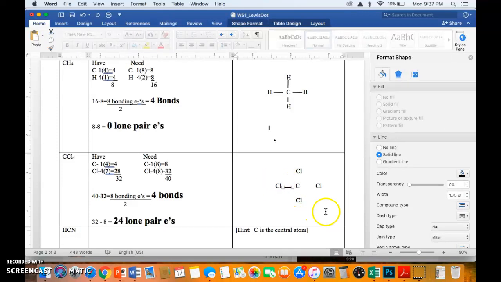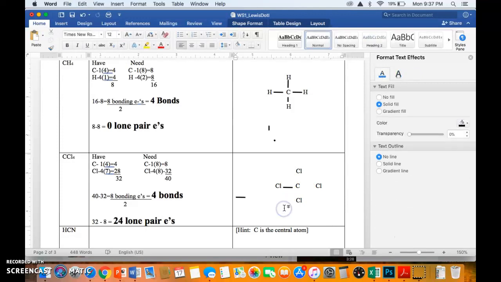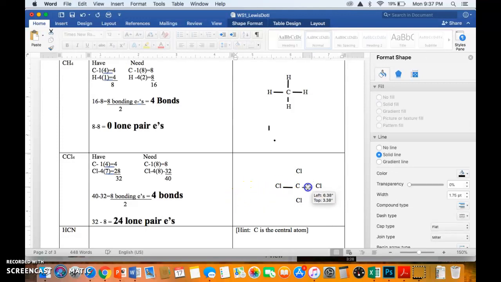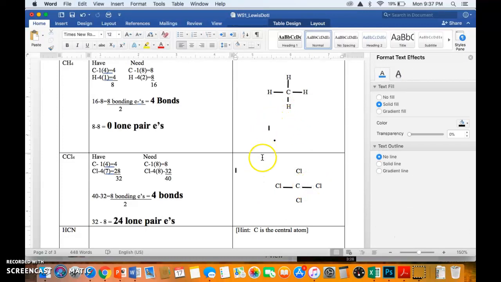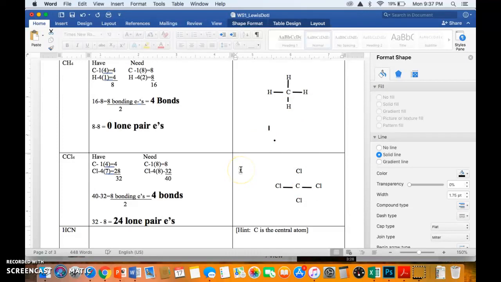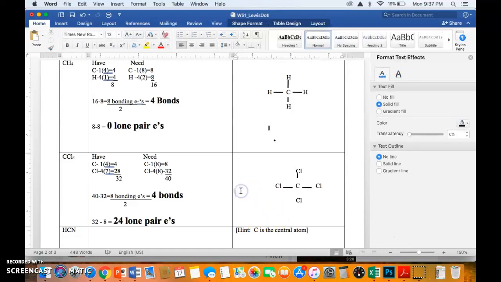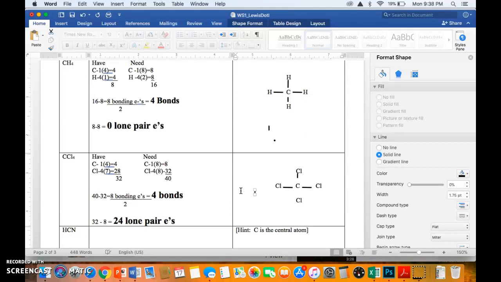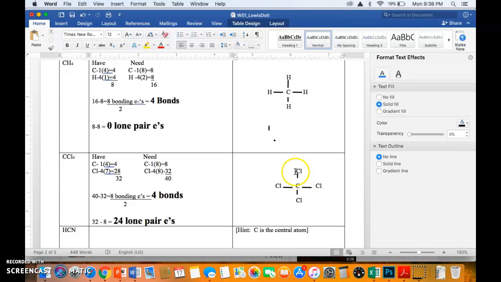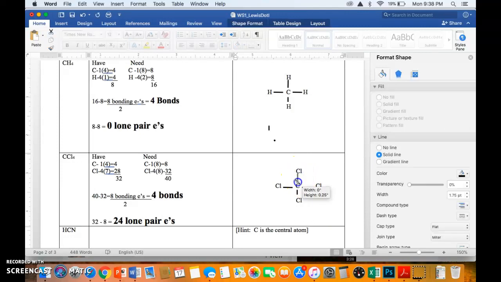Okay? And I know it's not perfectly even, but hopefully you can remember that it's between that carbon and chlorine. I'm going to add another bond between this carbon and chlorine. And I'm going to add another bond between another carbon and chlorine, and that's going to go right here. And I'm going to add my last bond between my last carbon and chlorine, which is going to go right there. So I have 4 bonds between my carbon and my chlorines.